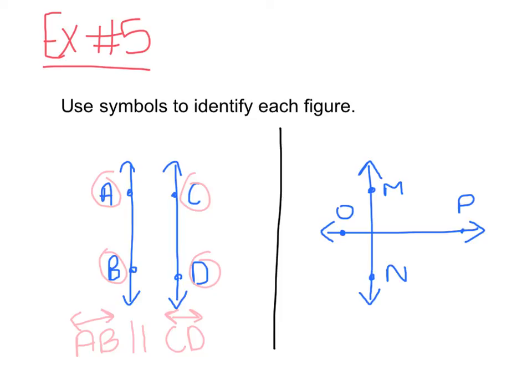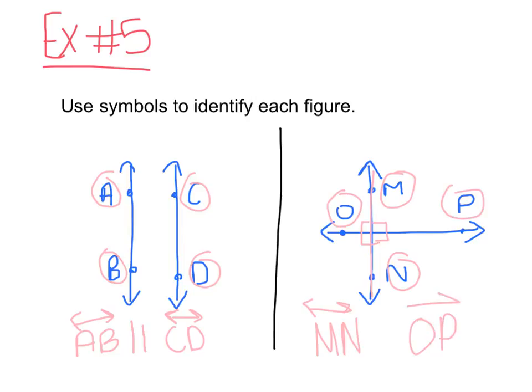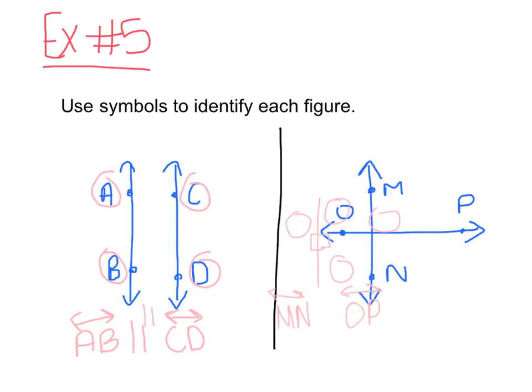And then our last one, these are perpendicular lines because they form a right angle. You can see right here, that's a right angle, all four. They kind of make a square there. So we have lines MN, that's this line right here, and line OP. And to show that they are perpendicular lines, we draw a symbol that looks like this in between. And that shows that they are perpendicular.